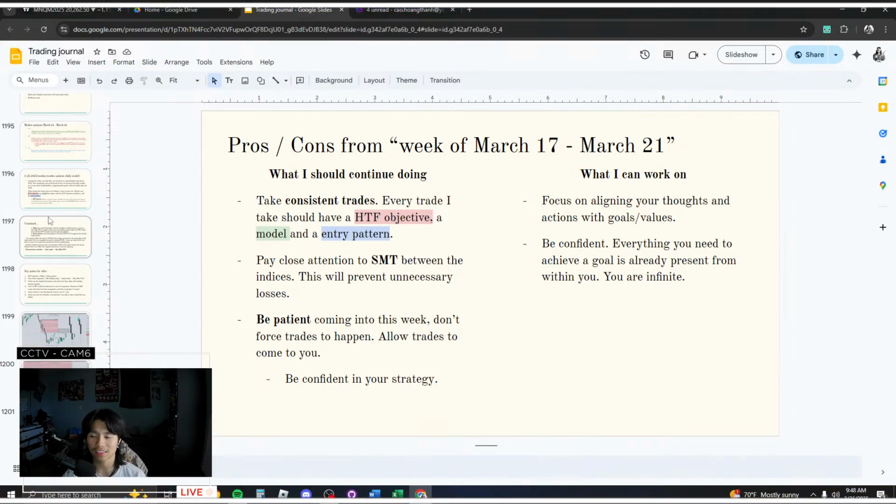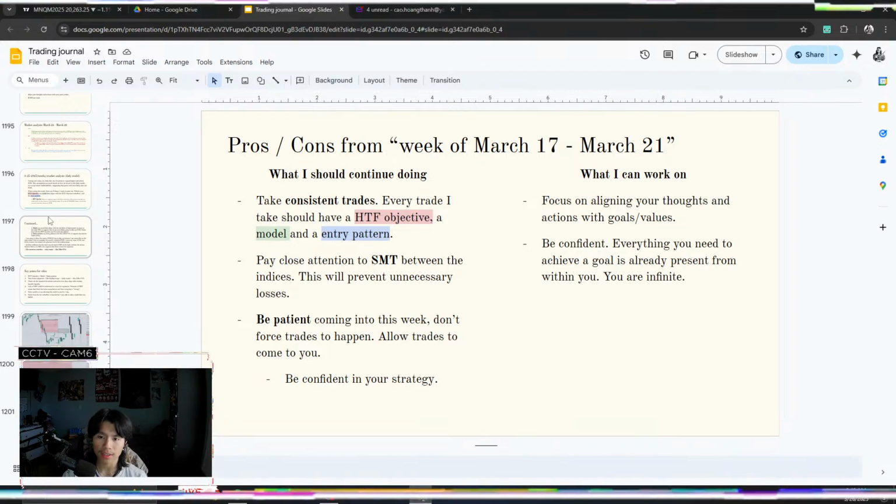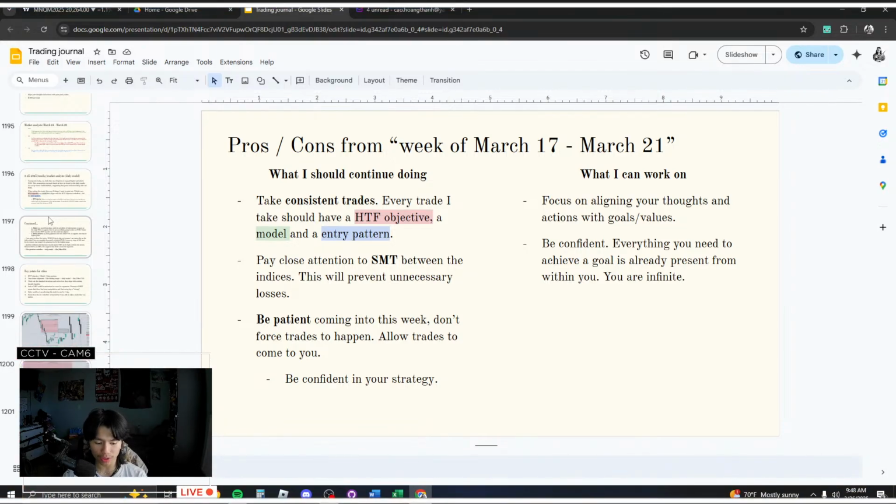And yeah, just some things that I could continue to work on coming into this week is practicing and really aligning my thoughts and my actions with the goals and the values that I have for myself. It just goes completely past trading, right? This is like a lifestyle where you have that presence of mind and that perspective of clarity and that understanding that you should continue to align your thoughts and your actions with whatever goals and whatever values you have for yourself.